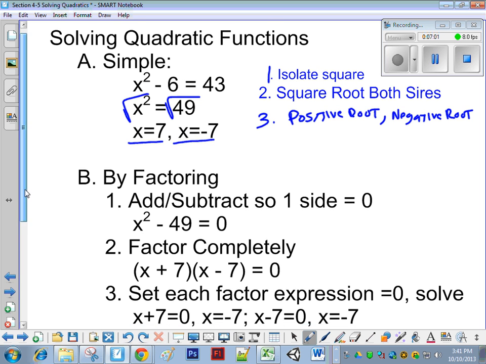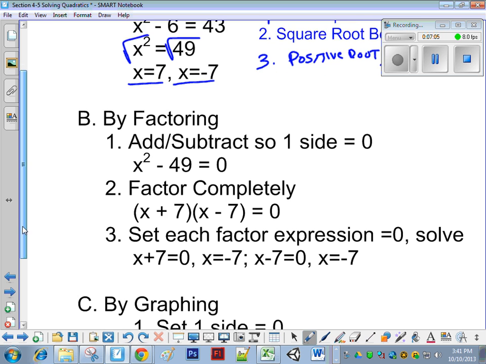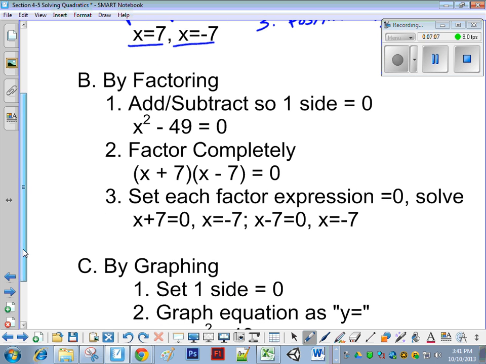All right, next. We're going to take the same problem and talk about it as factoring. So our first step in factoring is add or subtract so one side is equal to 0. So I'm going to get to this once again. x squared minus 49 equals 0.